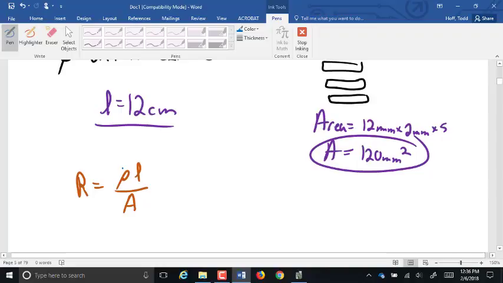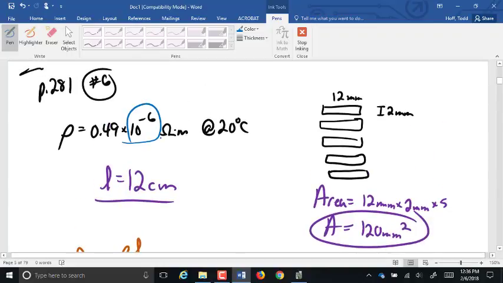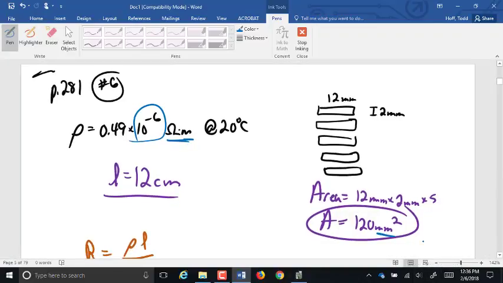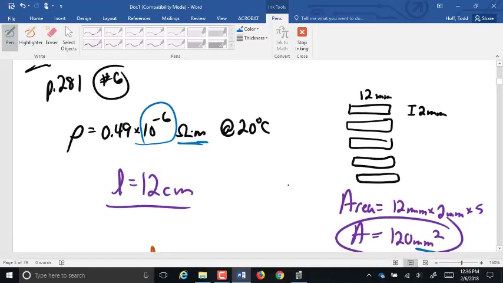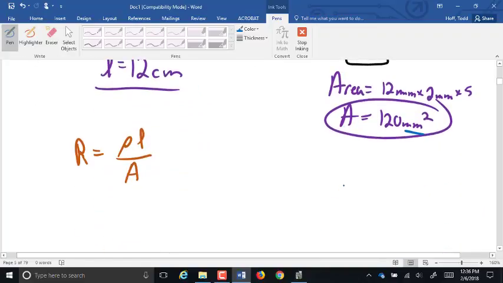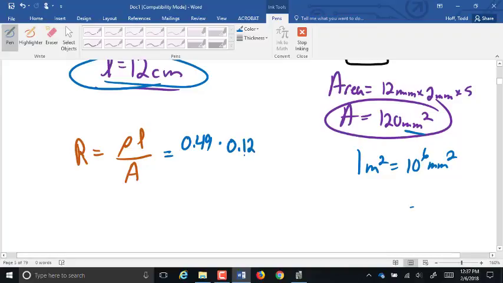And remember, even though the resistivity is times 10 to the negative 6, that's in ohm meters, because this is in square millimeters. 1 meter squared is 10 to the 6th millimeters squared. So because of that conversion, that cancels out that 10 to the negative 6. So what we're looking at here is we've got the 0.49. And again, we're ignoring that 10 to the negative 6 because it's canceled out in our units. Times the length. Now this has to be in meters. That's going to be 0.12 is that length over the 120.